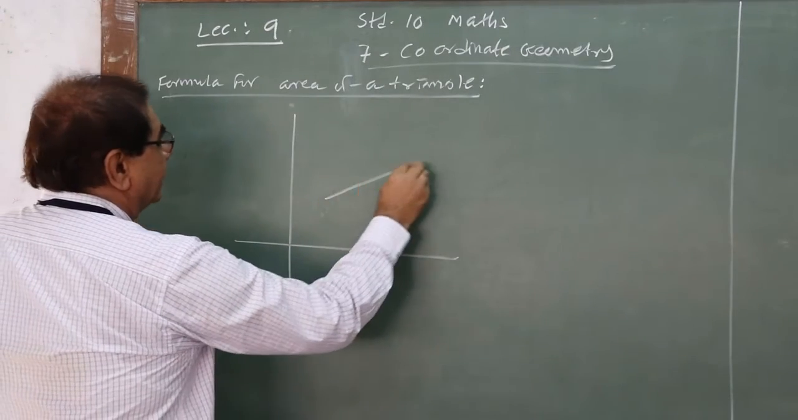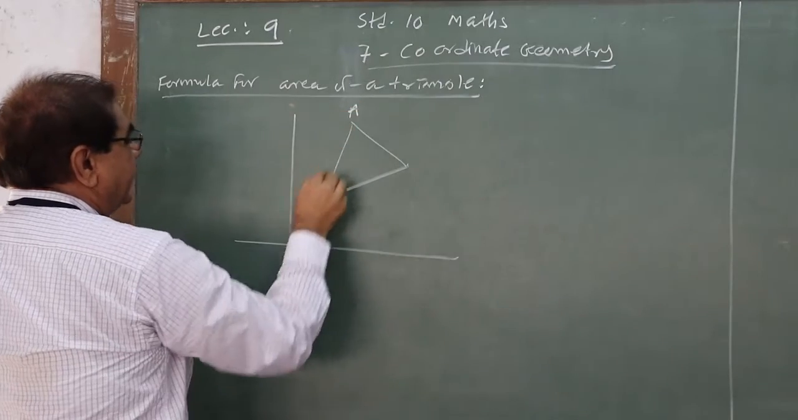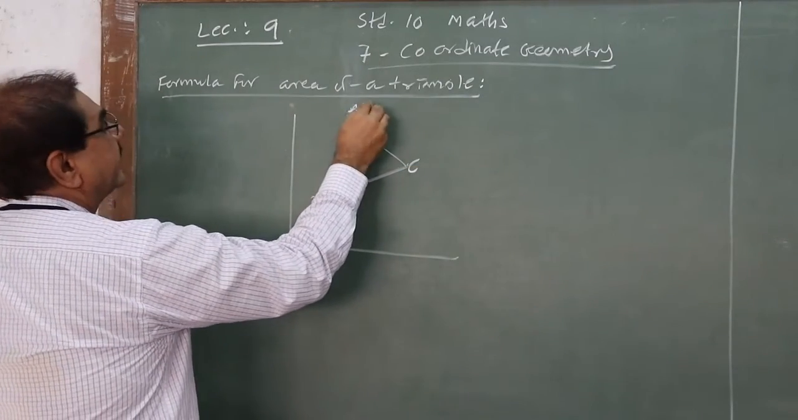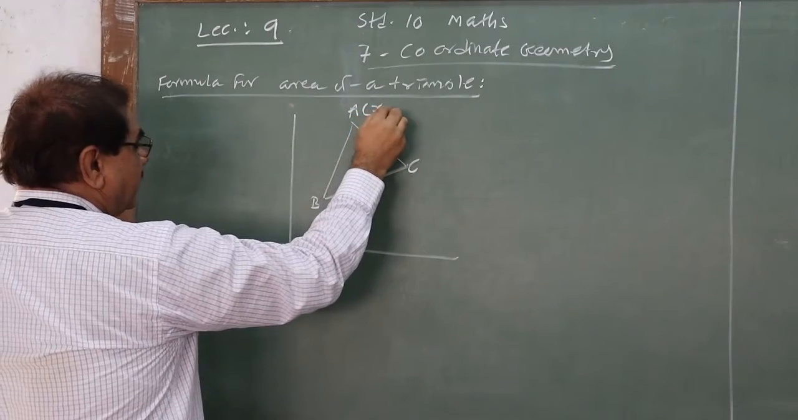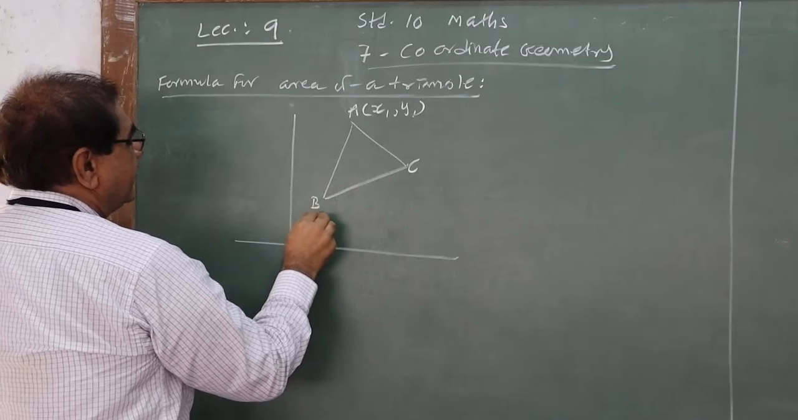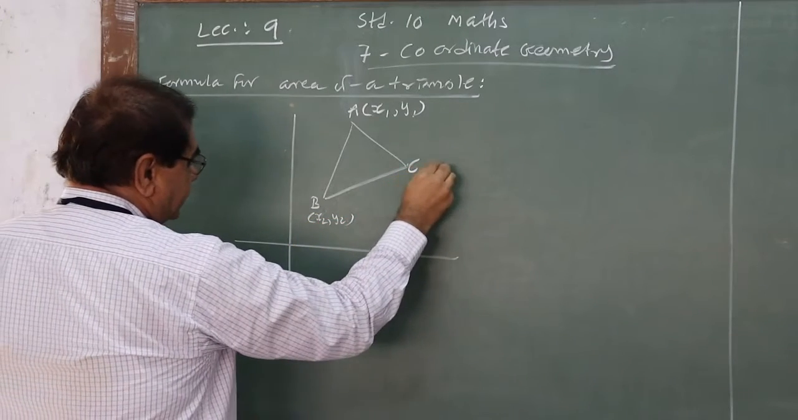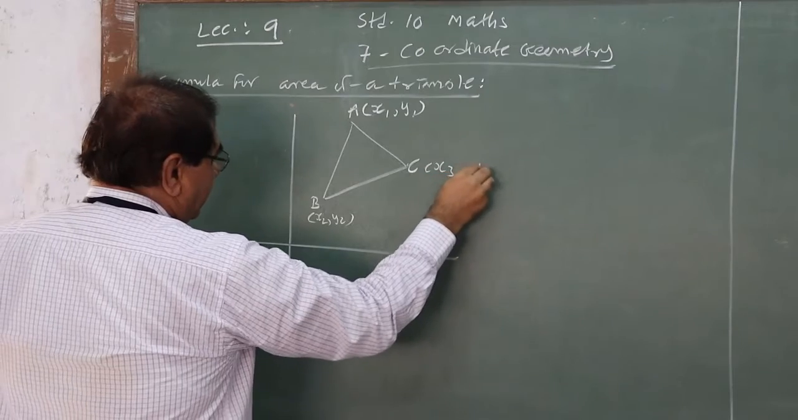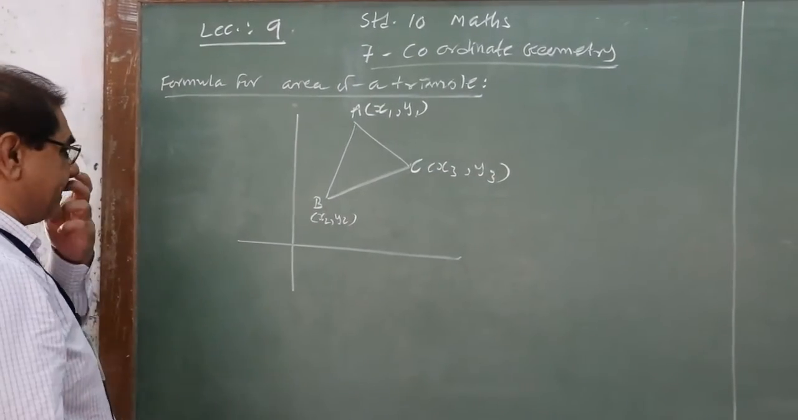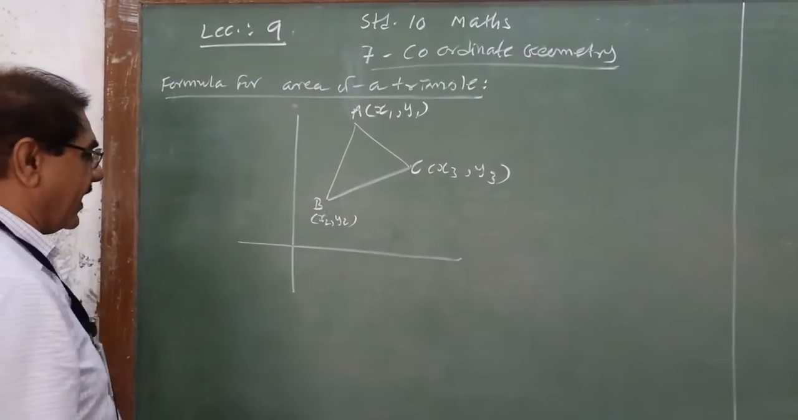We take a triangle. Say it is triangle ABC. Let us assume A having the coordinates x1, y1, B x2, y2, and C x3, y3. These are the coordinates of points A, B and C. Now how to take the formula for the area of the triangle?